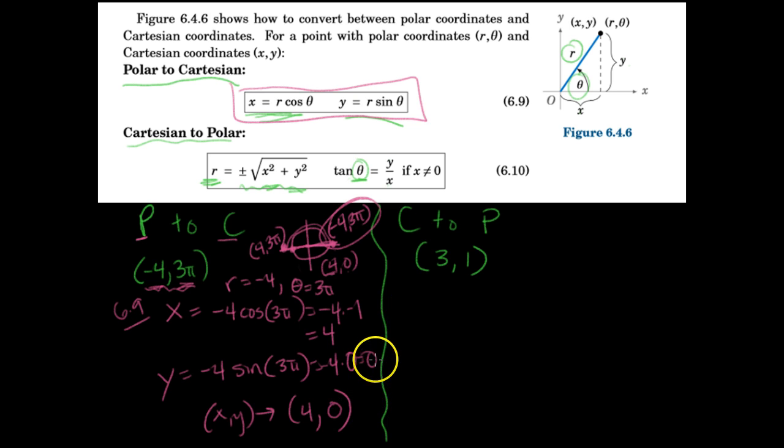Okay, now we're going from Cartesian to polar, and you can still figure out where your polar coordinate is, what quadrant it'll be in, by graphing this point. So 1, 2, 3, and up 1. Okay?